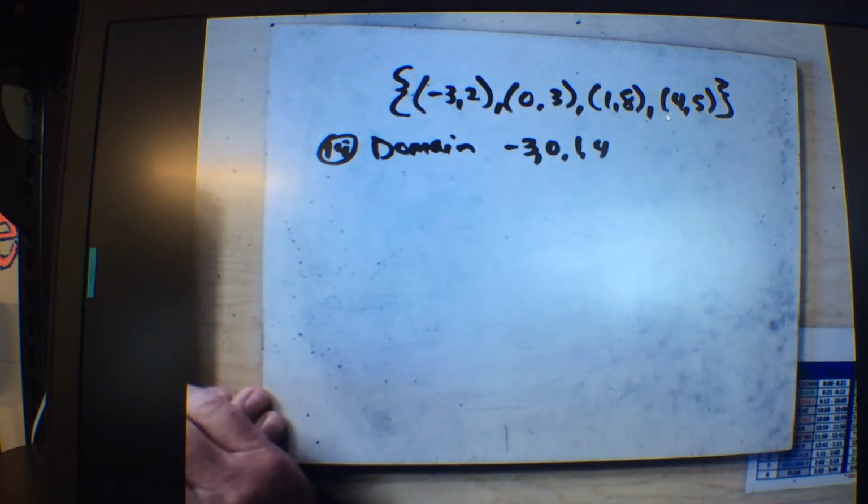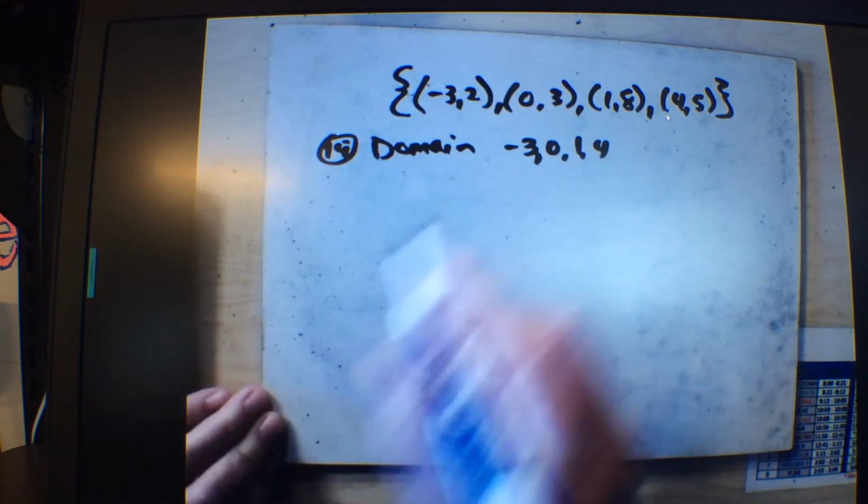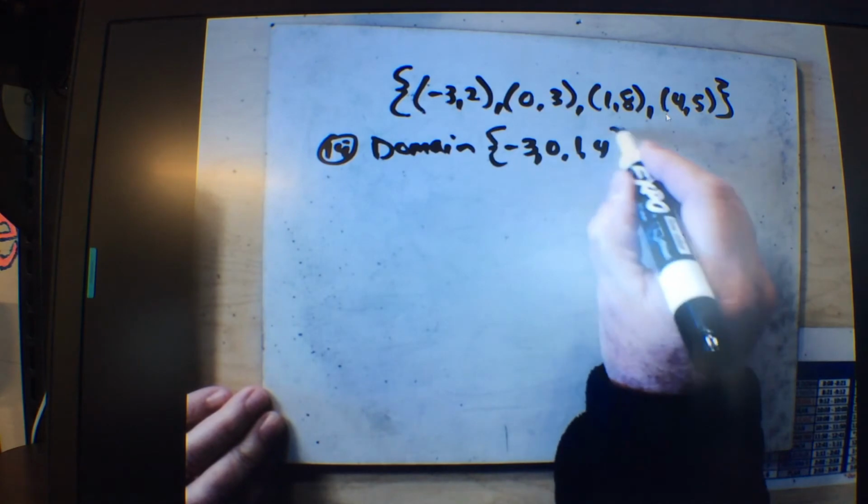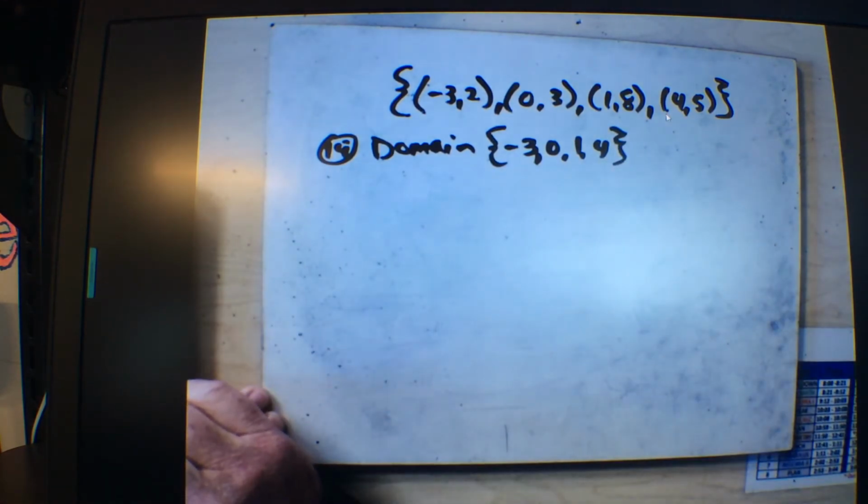If a number is listed twice, do I have to list it twice? No. Would Mr. Ellis check this wrong? Mr. Ellis would check this wrong. Why? You gotta have the squigglies. A domain is a set.